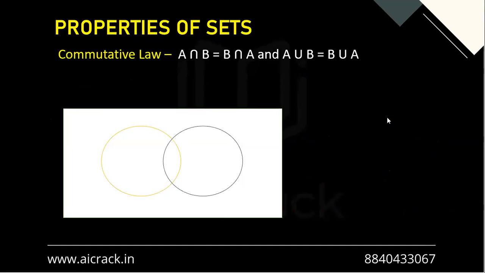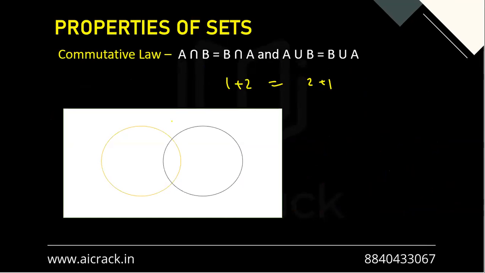Now let's start with the properties or laws of sets. So first one is commutative law. What does this mean? A intersection B equals B intersection A, and A union B equals B union A. So this is nothing but 1 plus 2 equals 2 plus 1. Kind of similar thing, right? We can take the analogy from here.